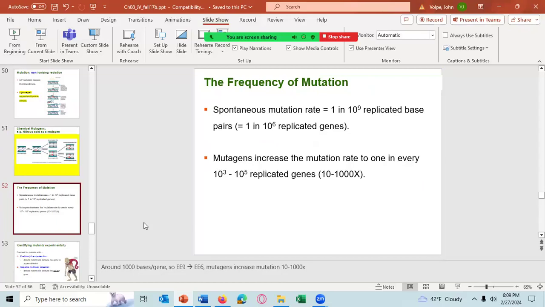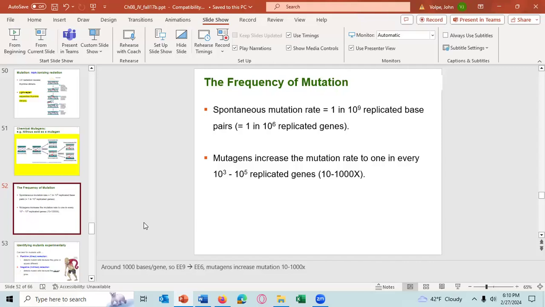The rate of spontaneous mutation is: DNA polymerase makes a mistake about once in 10 to the 9th replicated bases. So in a billion bases that DNA polymerase replicates to make the new strand, one of those will be a mistake. Since about 1,000 bases is your average gene, at least in E. coli and most prokaryotes, that means the spontaneous mutation rate will be about 1 in 10 to the 6 replicated genes.